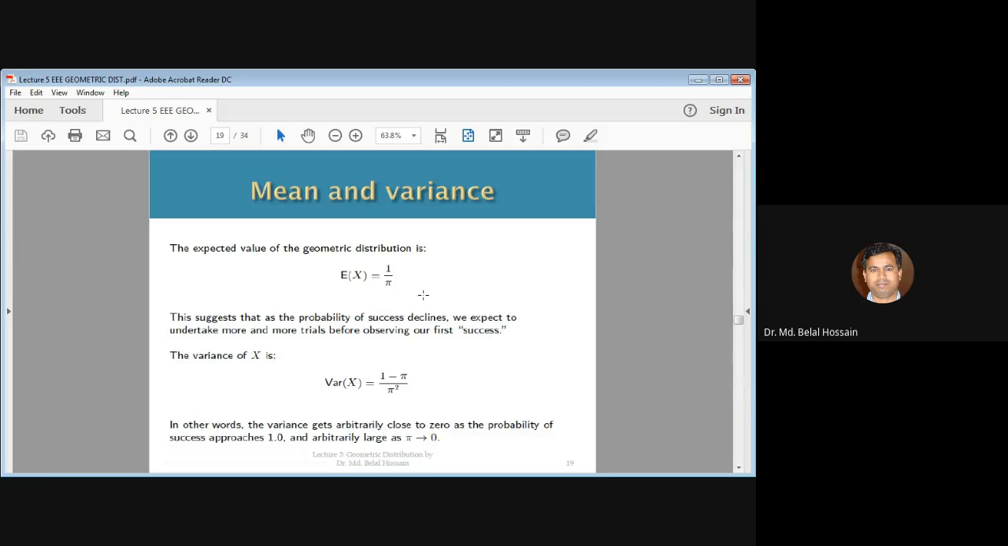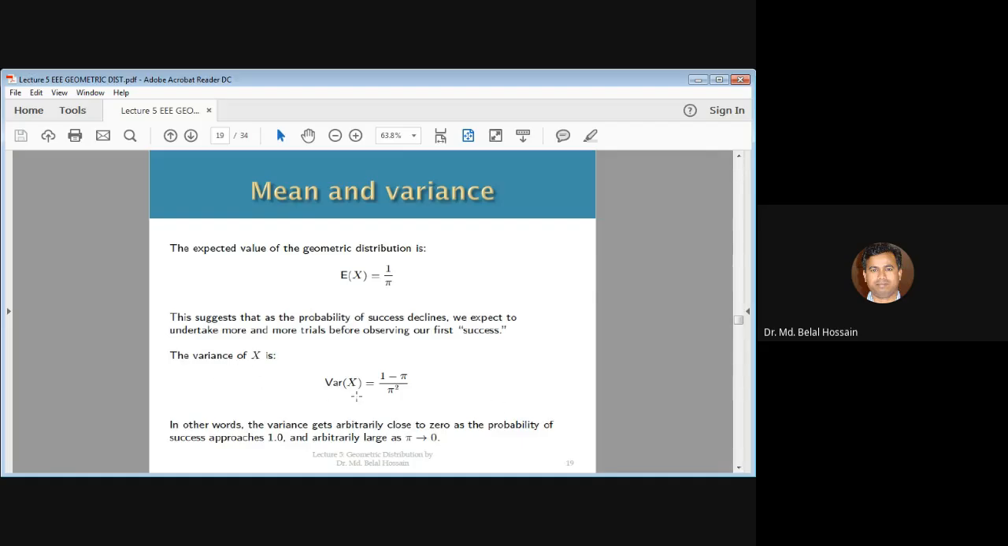Another thing to remember is the mean of this distribution, geometric distribution, is 1 by pi, অথবা যদি p বলেন তাহলে 1 by p. This suggests that as the probability of success declines, we expect to undertake more and more trials before observing our first success. Okay? যদি p ছোট হয়, যদি probability ছোট হয়, তাহলে আপনার সাকসেস পেতে তত বেশি ট্রায়াল করতে হবে.